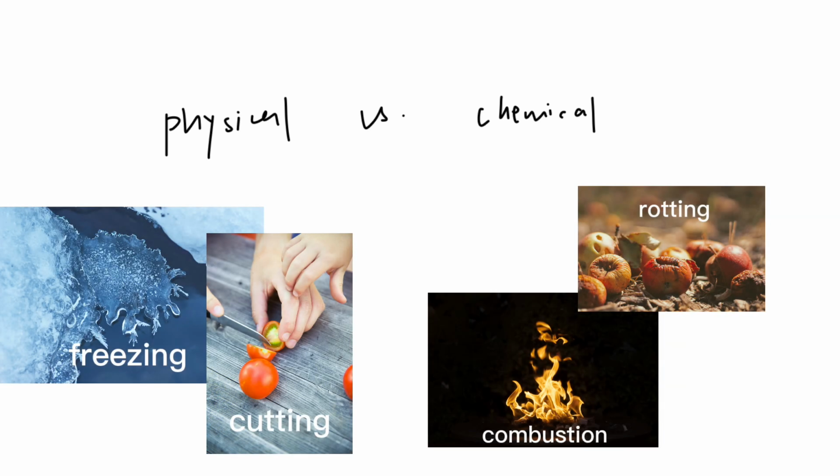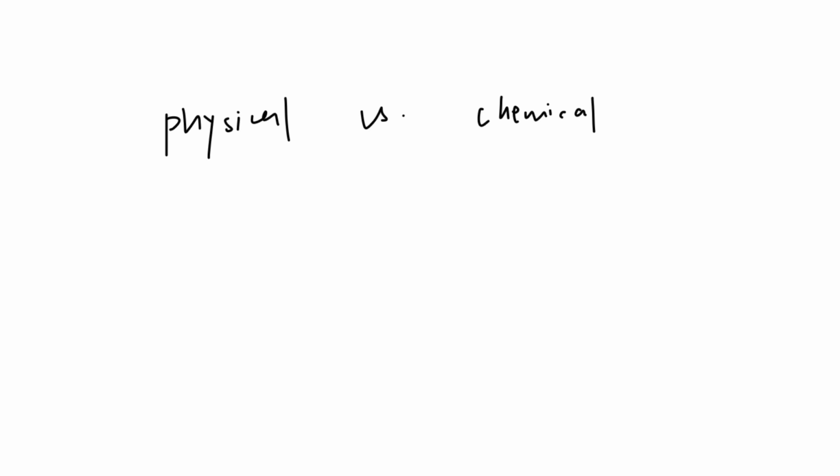Next, let's talk about physical processes versus chemical reactions. Physical processes occur when intermolecular forces are broken and formed. Intermolecular forces are something we'll be talking about in our later videos. And in chemical reactions, there's a change in the composition of the substances.